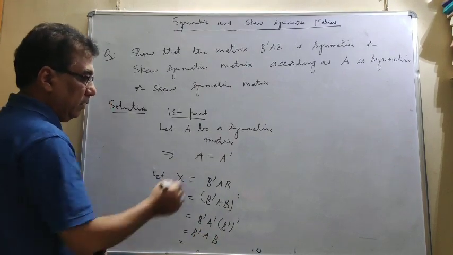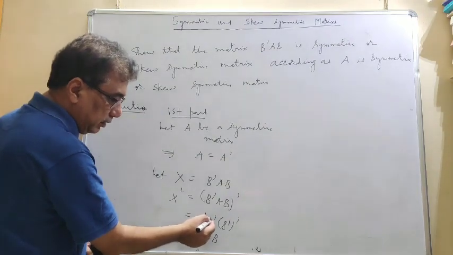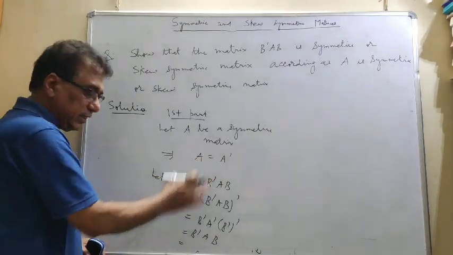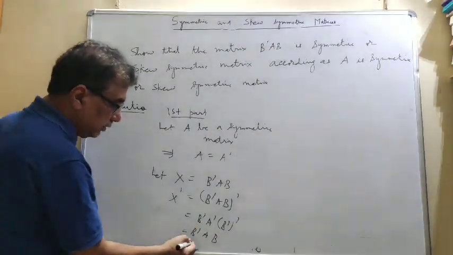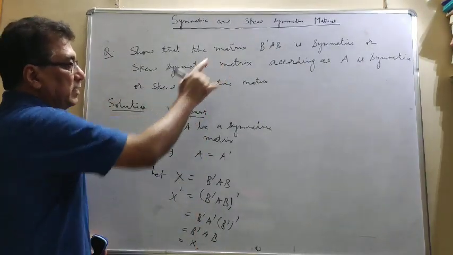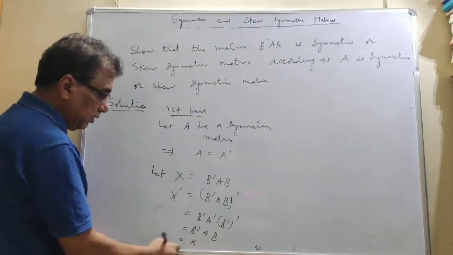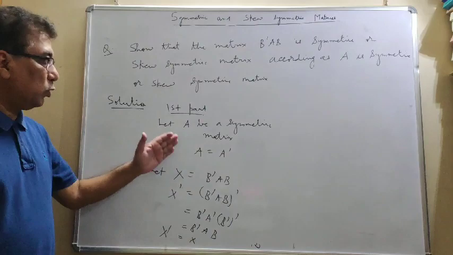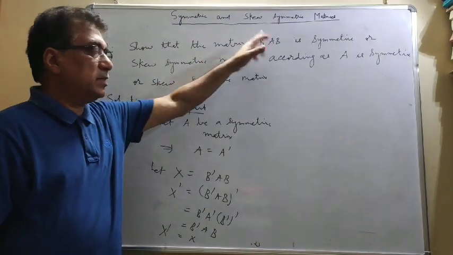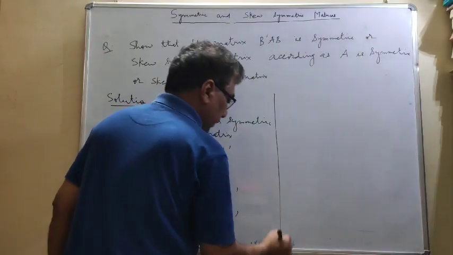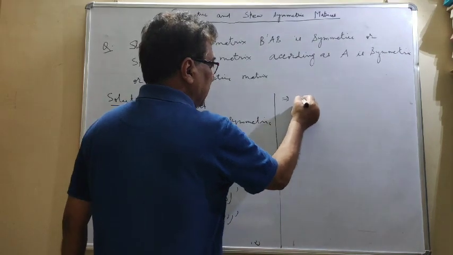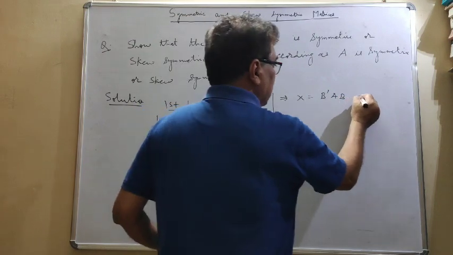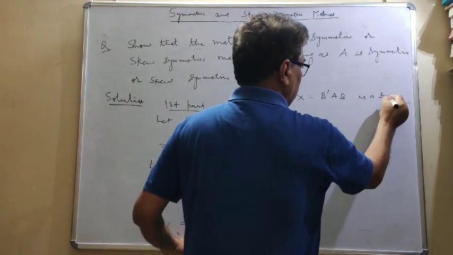Then what we have seen here, that I have written A for A dash because this is the condition given. So finally we are getting this one as X because X was given as B dash AB. So this is also B dash AB. So transpose of X is equal to X. So X, that is this matrix, is a symmetric matrix. So this proves that X is equal to B dash AB is a symmetric matrix.